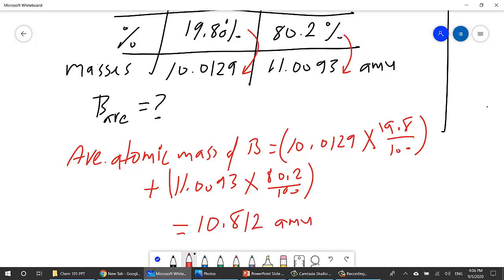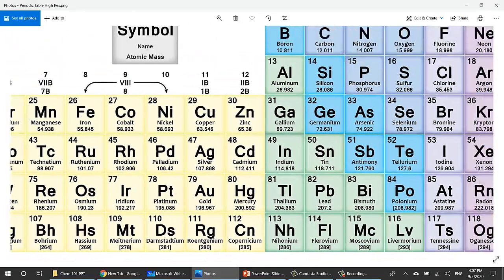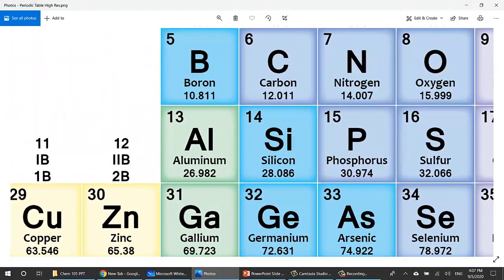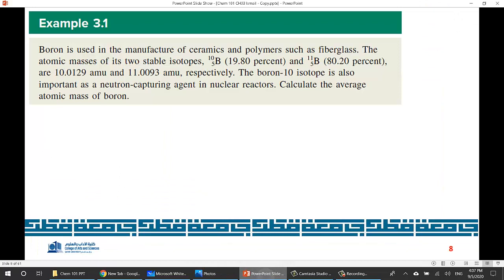Notice two things here. First, the average atomic mass is closer to 11 because it is more abundant in nature. Another thing is, if you compare this number to the one in the periodic table, they should be similar. 10.812, keep this in mind. Let's go to boron. Boron is right here, 10.811. It's almost close to that number.